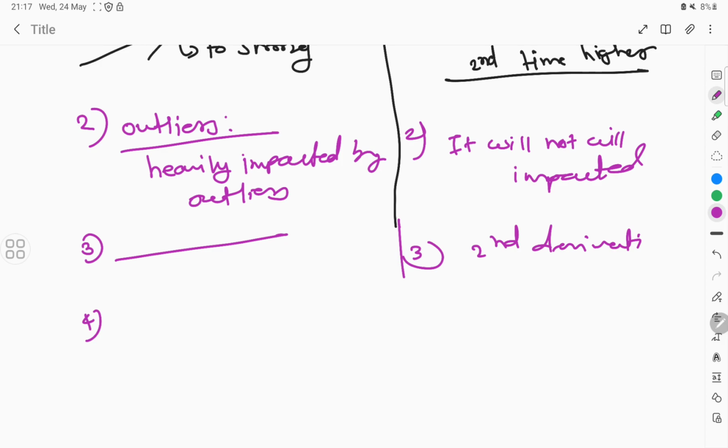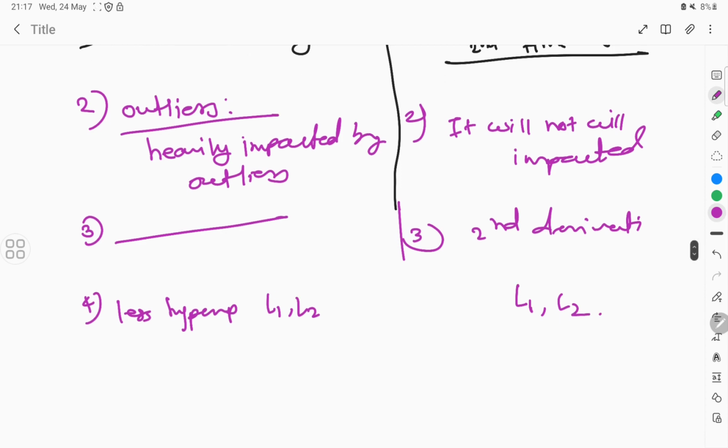Fourth one is the hyperparameters. Here there are fewer hyperparameters. Okay, here we cannot pass L1, L2 regularization and all those, but here you can pass L1, L2 regularization. Then also here we can pass the learning rate parameter. So the learning rate parameter is also available here, and I will tell you one more point.